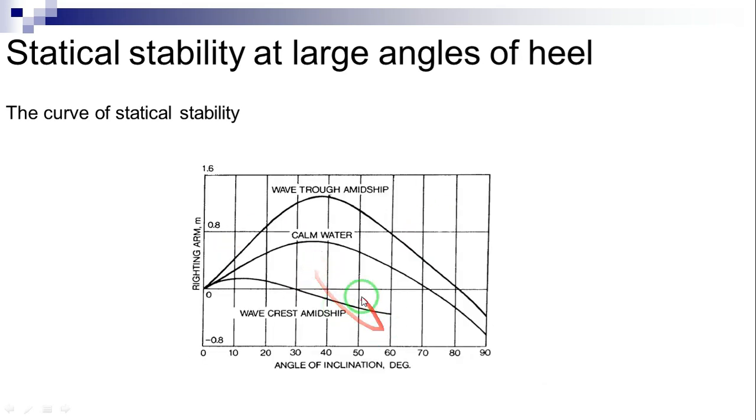Waves may have a significant effect on static stability, particularly following or overtaking waves of approximately the ship length. Righting arm curves can be drawn by superposing offsets from the wave profile on the body plan used for the calculation of cross curves, and this figure shows typical righting arm curves for a ship in regular waves of the same length as the ship with either wave crest or wave trough amidships.